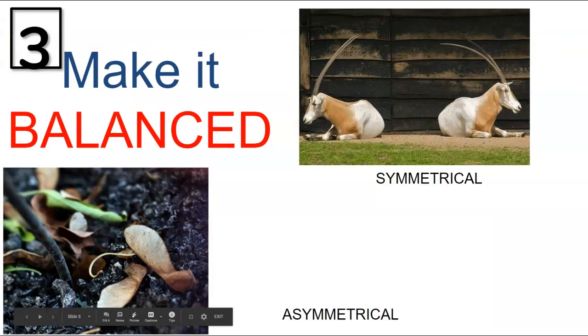Make it balanced. A composition can have symmetrical balance, where one subject is offset symmetrically by another subject equally and opposite, or it can have asymmetrical balance, where the focal point or subjects are balanced across the entire rest of the composition.